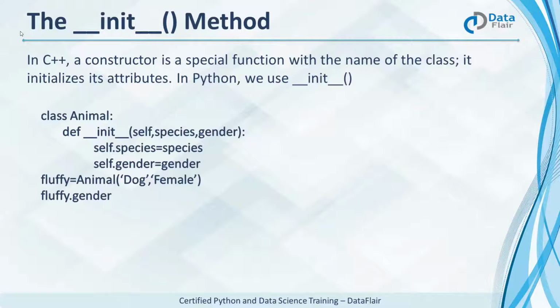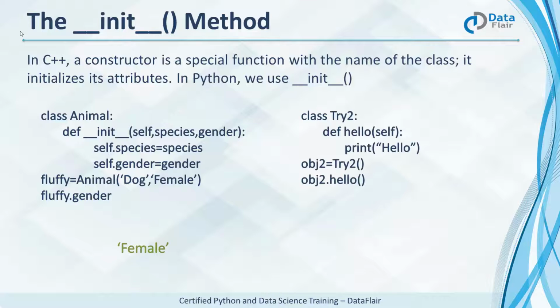This is class animal and its init method. It takes 2 arguments, species and gender, and initializes the class attributes with these values. Now Fluffy is an animal, a female dog. When we create this object, it calls up this init method and initializes species and gender to dog and female. Now when we access the gender for Fluffy, it says she's female.